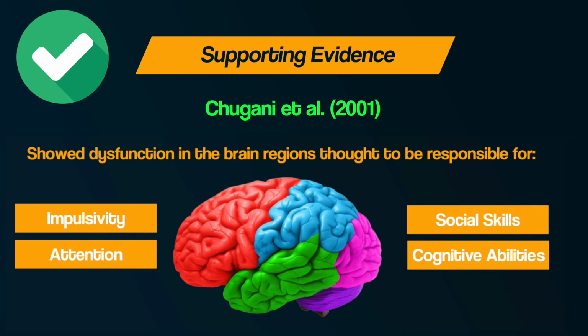Chugani et al. in 2001 used PET scans to study Romanian orphans, revealing brain dysfunction in areas responsible for impulsivity, attention, and cognitive abilities, aligning with Rutter's findings. This research underscores how early institutionalization can disrupt brain development and lead to long-term deficits.